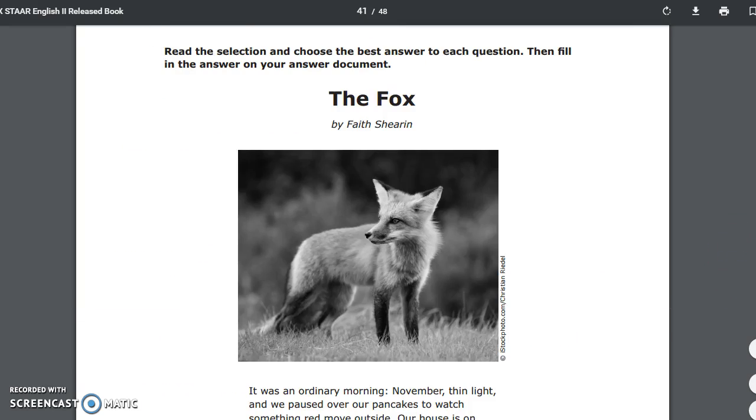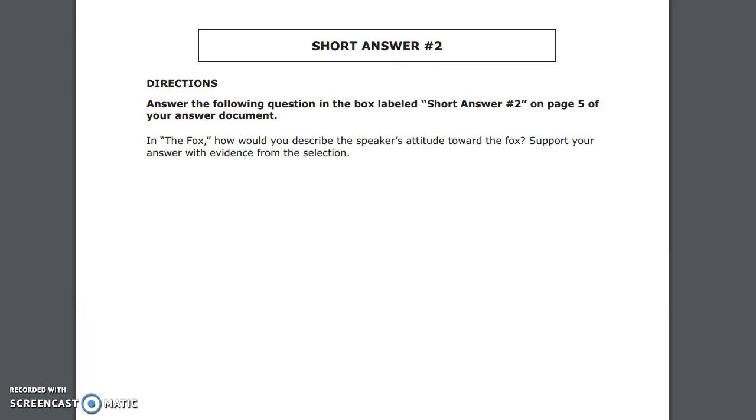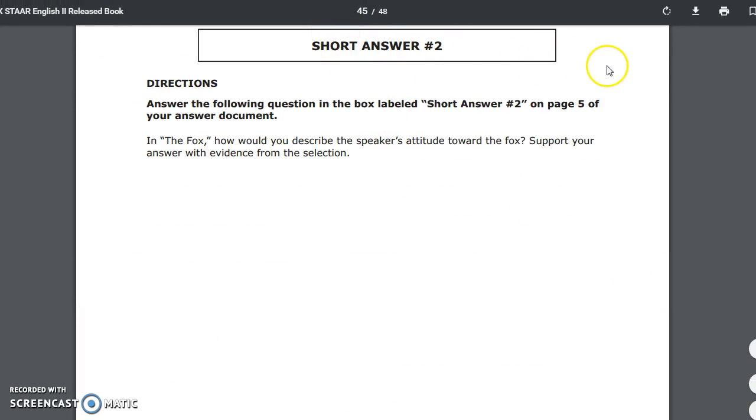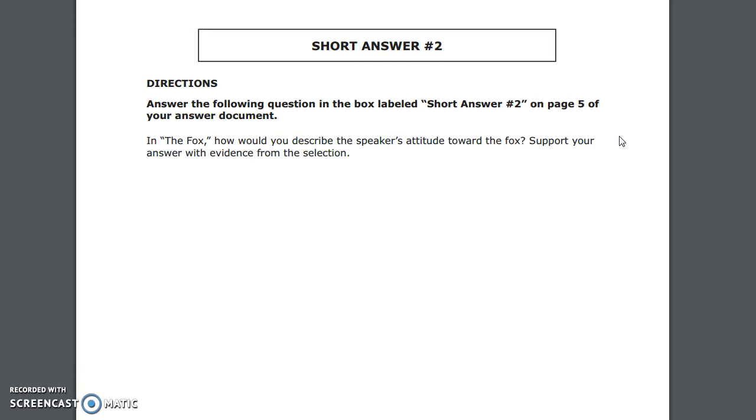But if I go to the next one, this one's a poem, I can see that at the end of it, I have short answer number 2. So make sure that you look and find those short answers, okay? Because this is the time that you're going to write your rough draft. For example, in The Fox, how would you describe the speaker's attitude toward the fox? Support your answer with evidence from the selection.